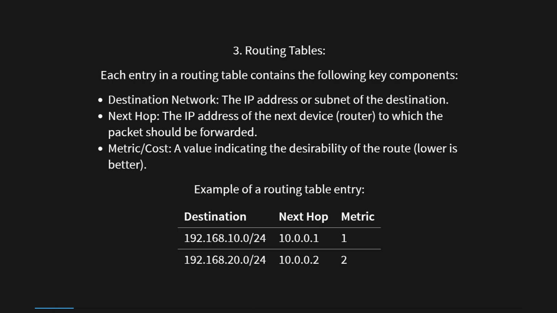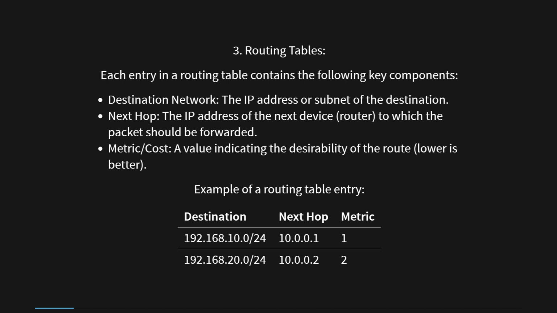Routing tables play a vital role in the operation of routers, guiding them in determining the optimal path for forwarding data packets. Each entry in a routing table contains essential components necessary for efficient routing. The destination network field specifies the IP address or subnet to which the packet should be sent. The next hop field indicates the IP address of the next device or router responsible for forwarding the packet towards its destination. The metric cost value represents the desirability of the route, with lower values signifying better paths. Routers use this metric to select the most efficient route for packet delivery.